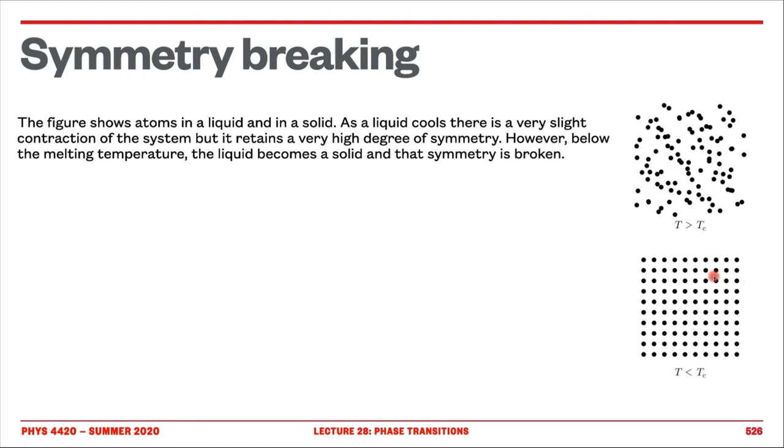But let's try to think about this. So we have a symmetry. For example, here we have a four-fold symmetry. We have different planes and so on and so forth. So we have quite a few symmetries. But that's fine. The atoms are not moving much, and we have those symmetries. So we consider this to be high symmetry.